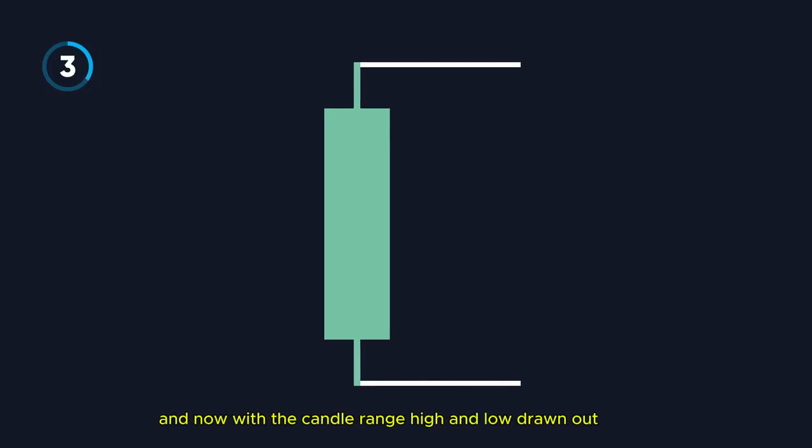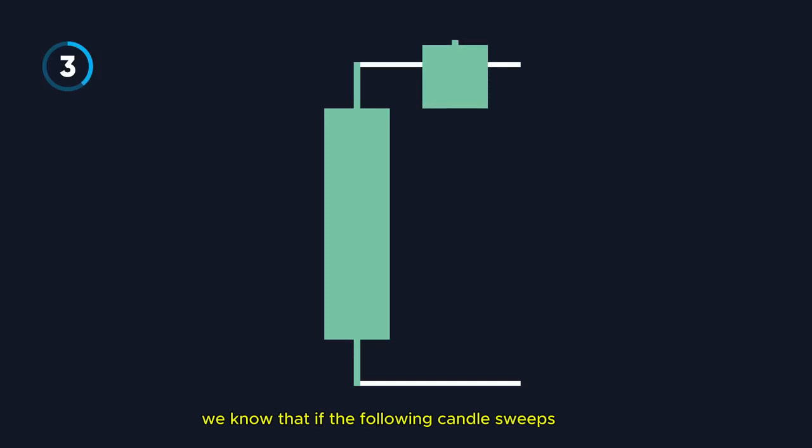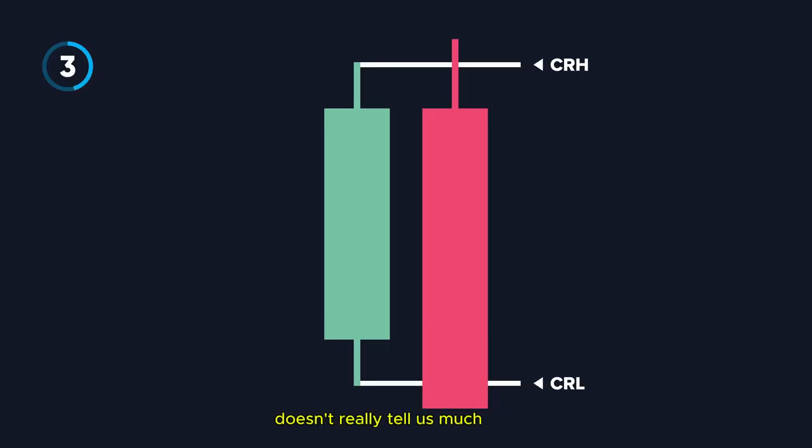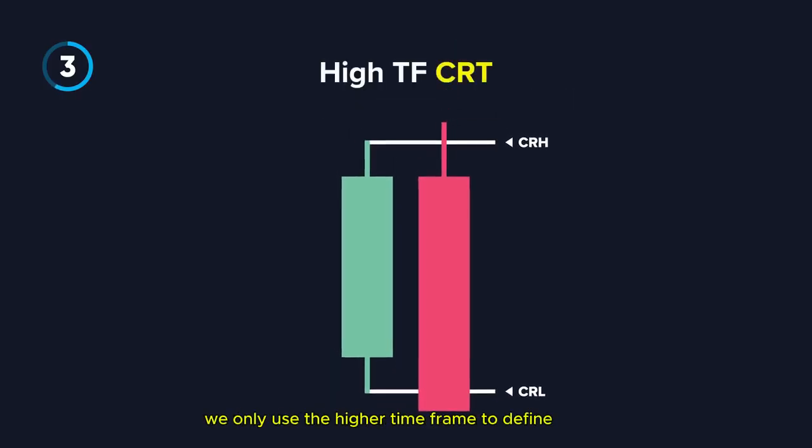to figure out what exactly the market is going to do. And now with the candle range high and low drawn out, we know that if the following candle sweeps the range high, it's likely that it will then target the range low next. But observing this on the daily time frame doesn't really tell us much, because whilst it will show where this second candle will open and close, it doesn't offer us the important market structure that we are looking for in order to justify a trade. This is why it's important to understand that we only use the higher time frame to define the candle's range high and low.